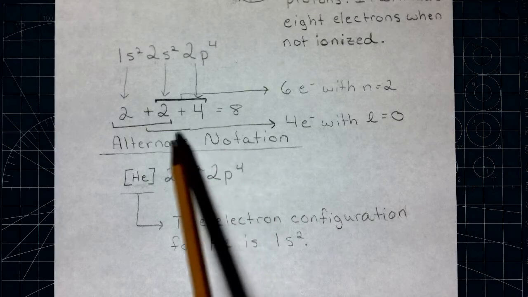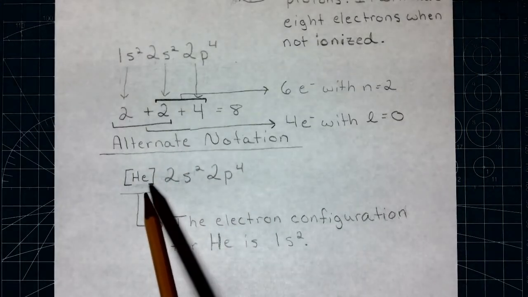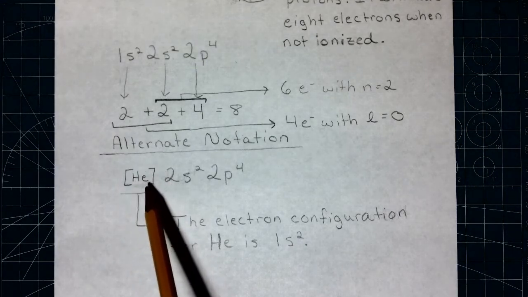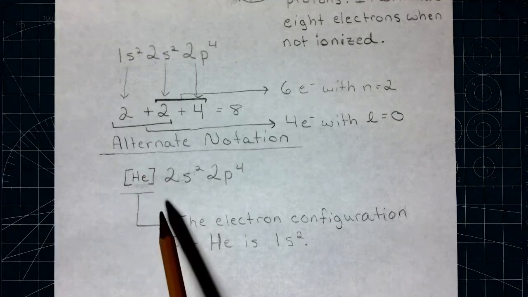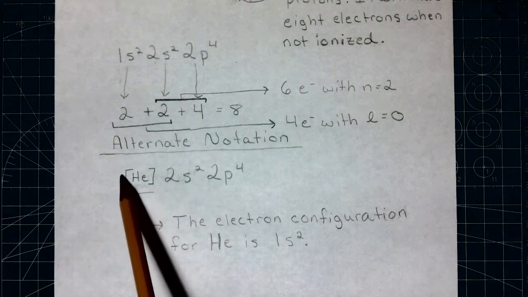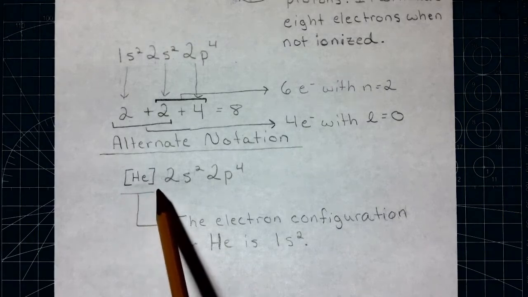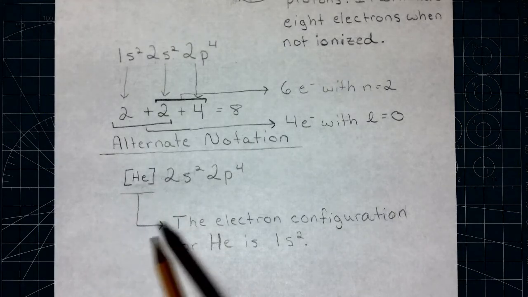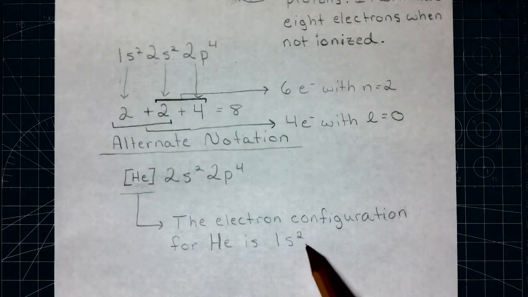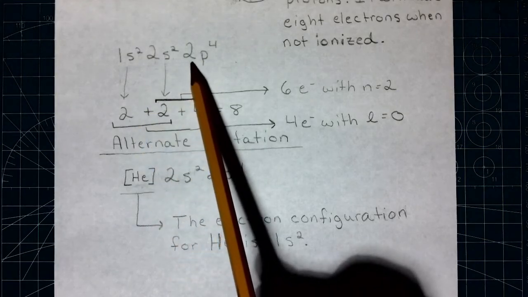So one way to help abbreviate this is to introduce what they call noble gas notation, where we start off with the next lightest noble gas that's a little bit smaller than the element we're looking for. We write its chemical symbol inside these brackets, and that stands in for the configuration for that gas. So for instance here, the electron configuration for helium is 1s2. If I plugged in 1s2 here, I would get back to this configuration.